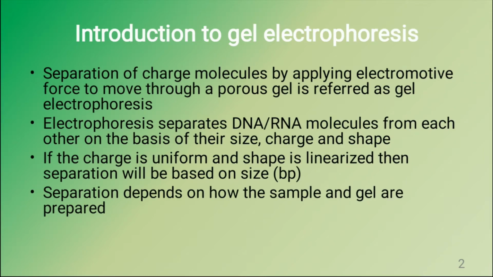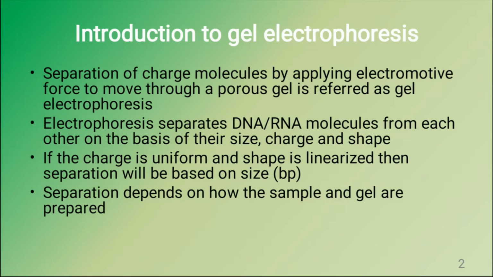The term gel electrophoresis refers to the separation of charged molecules by applying electromotive force and moving those molecules through a porous gel. Electrophoresis separates nucleic acids from each other on the basis of their size, charge, and shape. If we make the charge and shape constant, that means we add excessive negatively charged buffers, so as to make them uniformly negative and linearize them, their movement is only based on their size, that means the number of base pairs in the fragment.